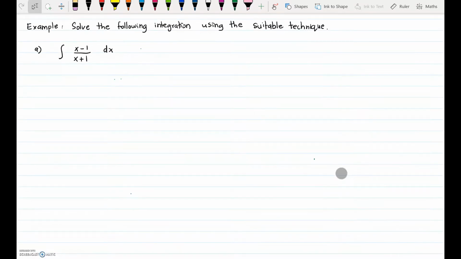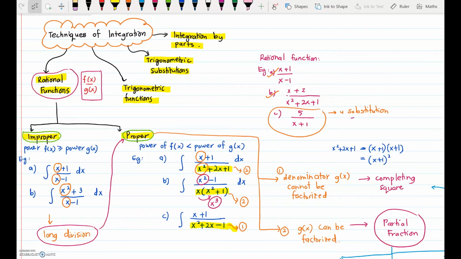Solve the following integration using the suitable technique. We want to integrate x minus 1 over x plus 1 dx. The first thing you have to do when you have a question of integration is identify the type of your function. You need to identify it based on this tree diagram. Firstly, identify whether it is a rational function, a trigonometric function, a trigonometric substitution or integration by parts.